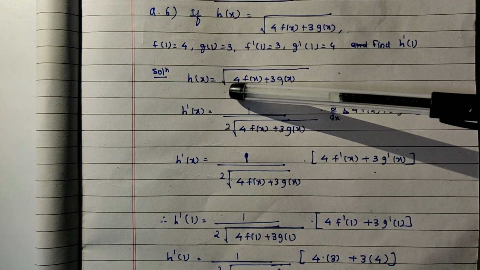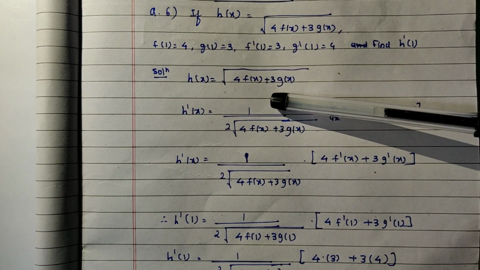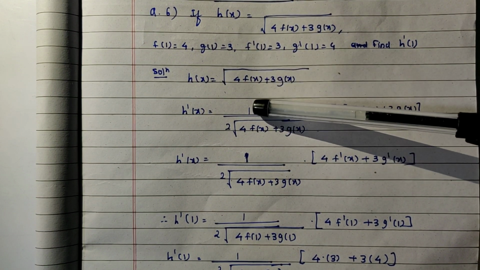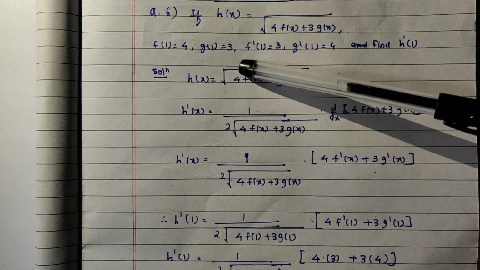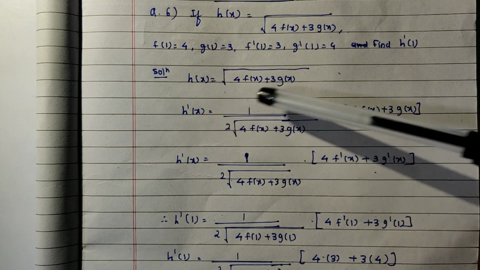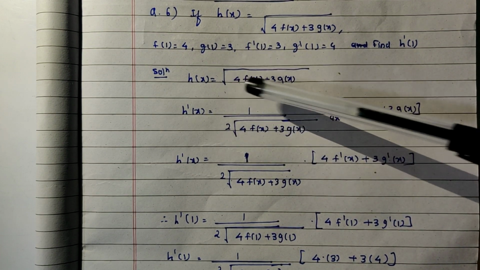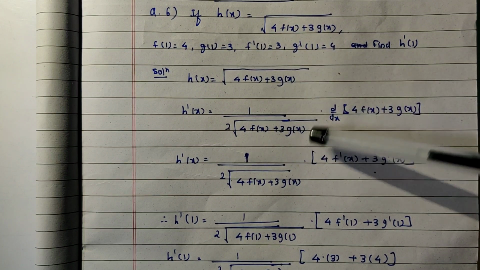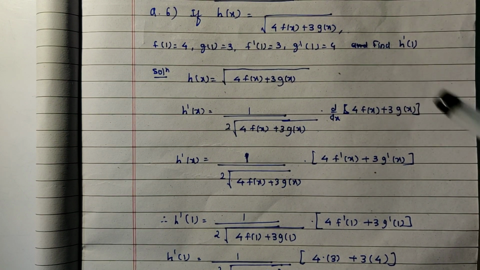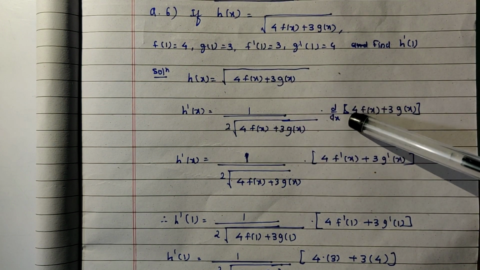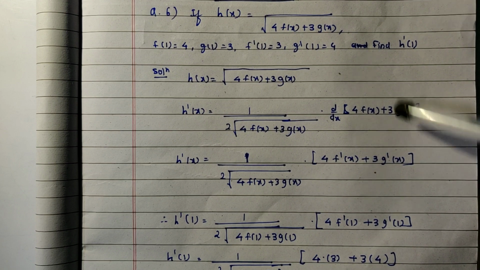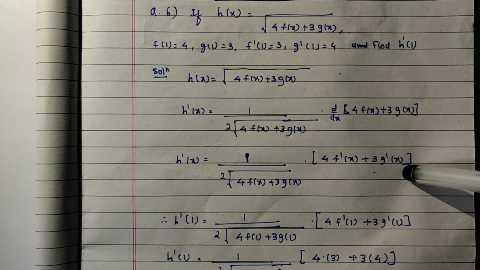So first of all you consider root of f(x). The whole is f(x) suppose, and square root of f(x). The derivative of square root f(x) will be what? 1 upon 2 root f(x) into f dash of x. The same thing we write: h dash of x means the derivative of this root. So h dash of x is 1 upon 2 root of the whole 4 f(x) plus 3 g(x), and then the derivative of this 4 f(x) plus 3 g(x). Now this root is as it is. We find the derivative of this: 4 constant, derivative of f(x) is f dash of x, plus 3 constant, derivative of g(x) is g dash of x.